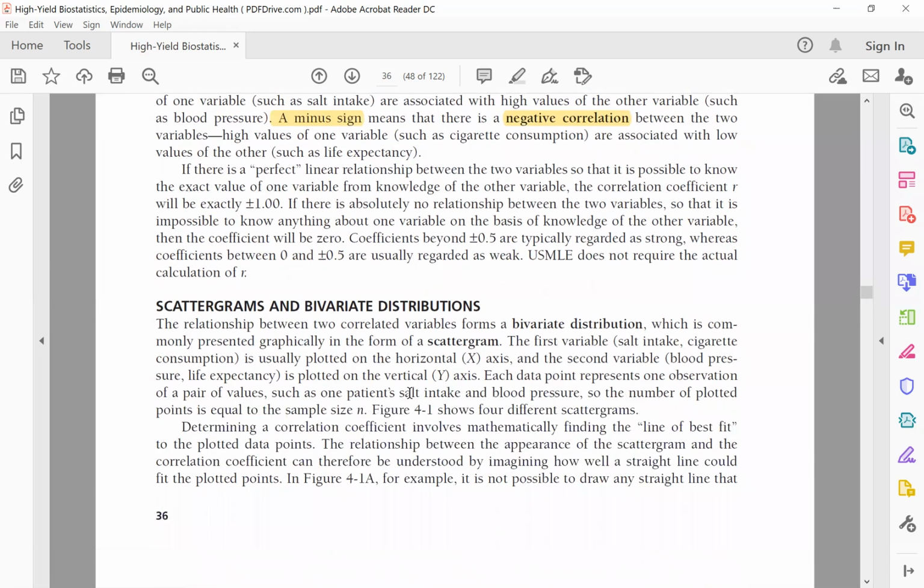If there is a perfect linear relationship between the two variables, so that it's possible to know the exact value of one variable from the knowledge of the other variable, the correlation coefficient r will be exactly ±1. If there's absolutely no relationship between the two variables, so that it is impossible to know anything about one variable on the basis of knowledge of the other, then the coefficient will be around 0. A coefficient beyond plus or minus 0.5 is typically regarded as strong, whereas a coefficient between 0 and 0.5 is usually regarded as weak.